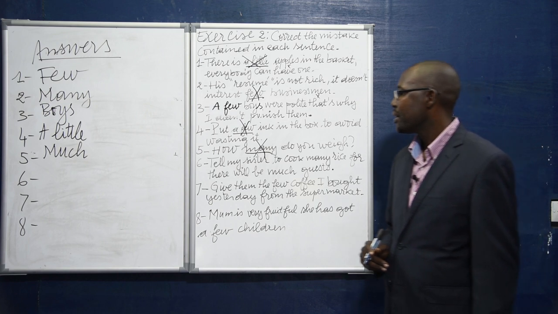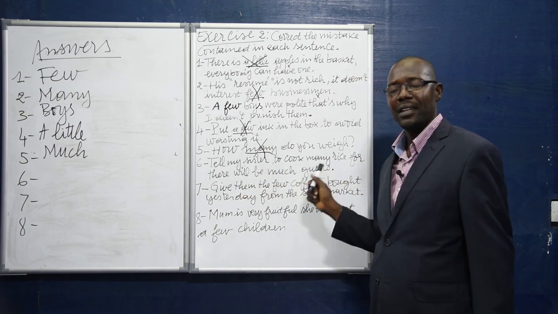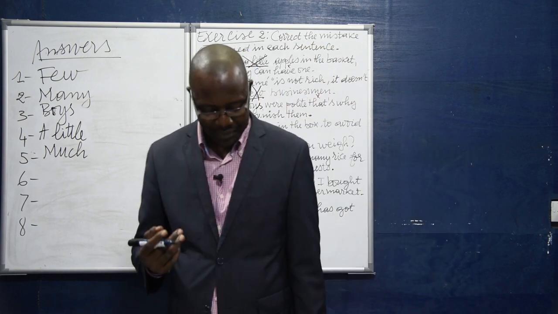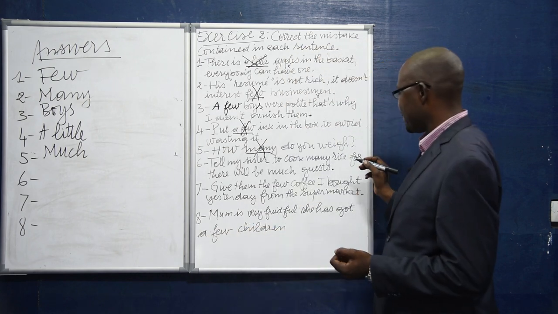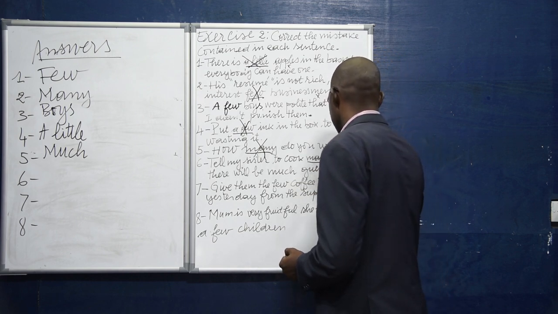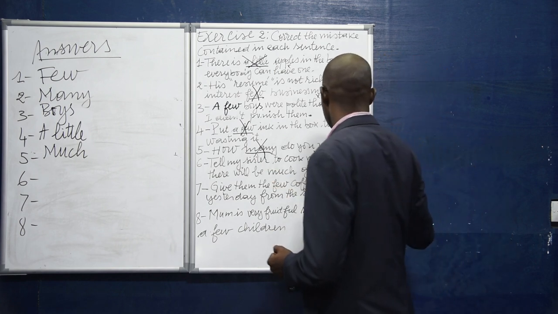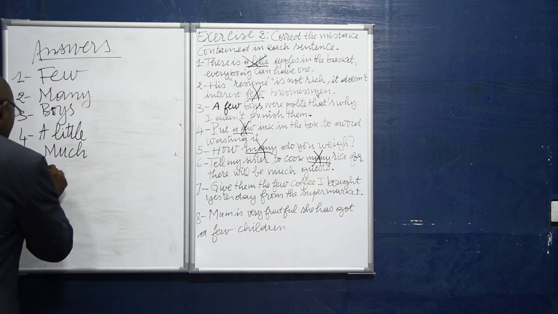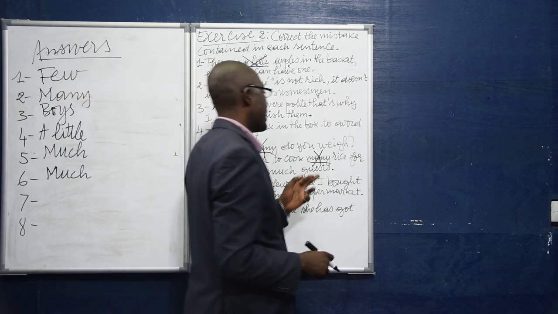Number six, tell my sister to cook many rice, for there will be much guests. So here, when you say tell my sister to cook many rice, the rice, can you count the rice? We said at the beginning that rice, we cannot count it. Since we cannot count it, what can we use? The mistake is here, the quantifier. Tell my sister to cook much rice.